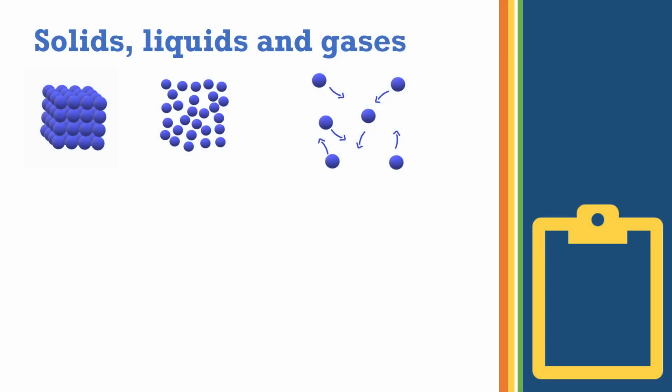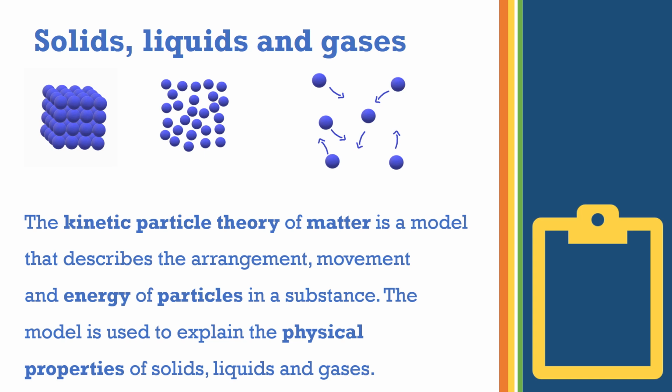So the three states of matter are solids, liquids, and gases. The solids have a rigid structure. The particles are close together. The liquids have a fluidity in them, and the gases have a random motion. They have a lot of space between the particles and they can move in all directions.